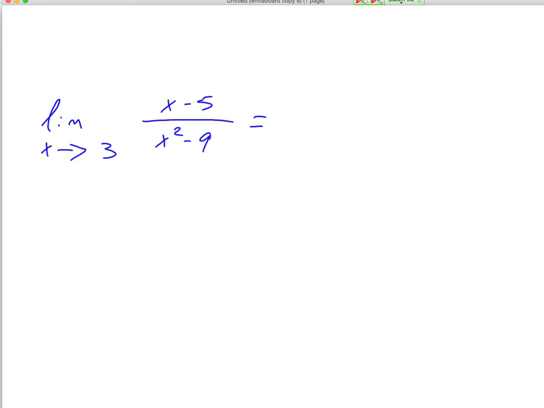I felt your non-judgment. Limit as x approaches 3 of x minus 5 over x squared minus 9. So again, what do we do? Plug in. So that gives me negative 2 over 0. Is it undefined? It does not exist.